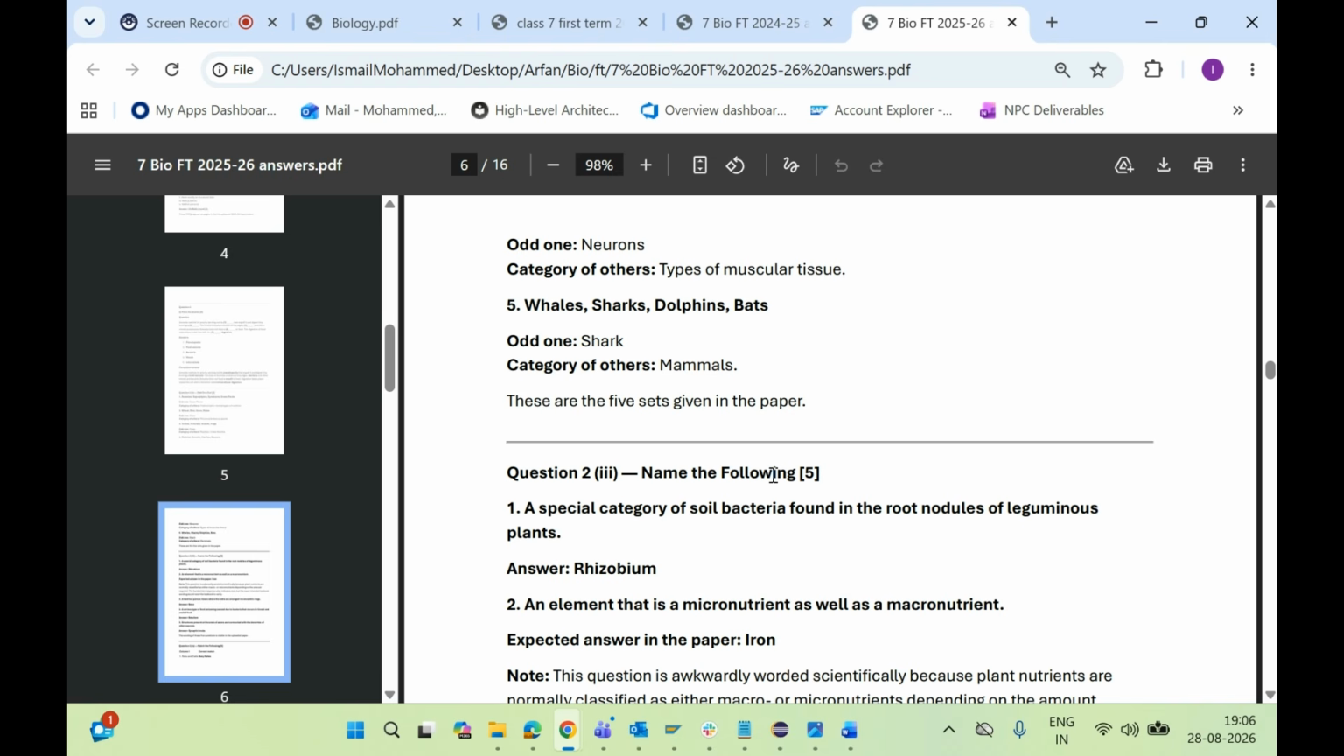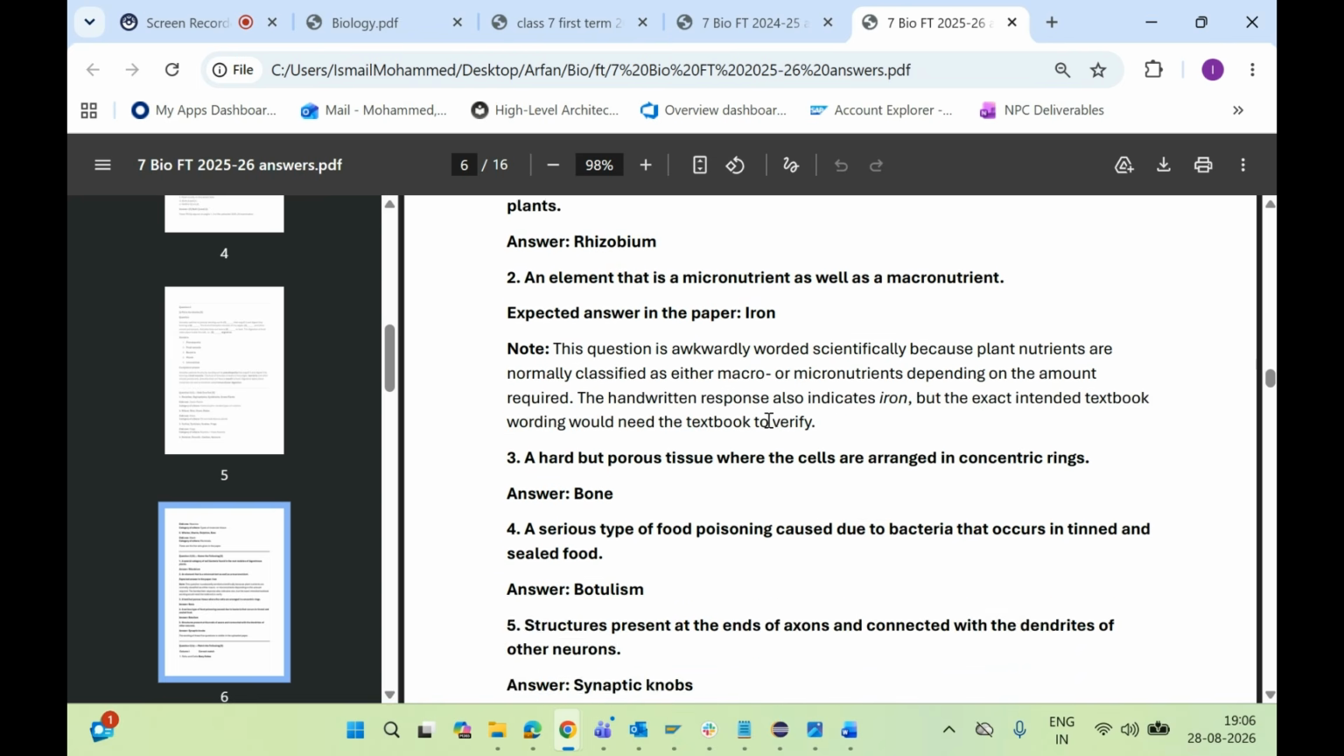Whale, shark, dolphin, bats. So here you can say bats, because these all live in water, but bats are arboreal or aerial. But the answer is given as shark. Okay, might be in terms of mammals. Just check this one.